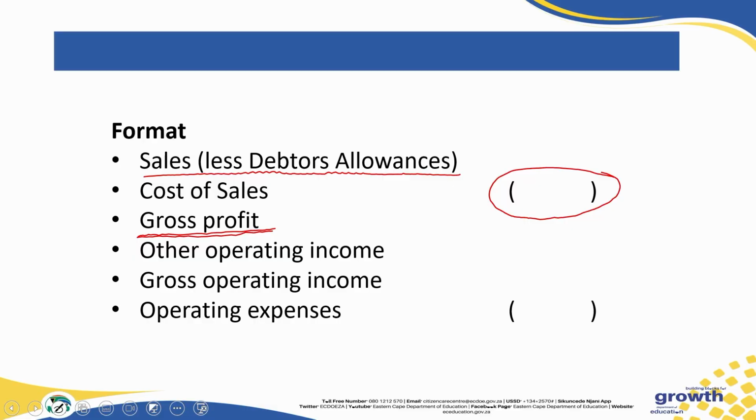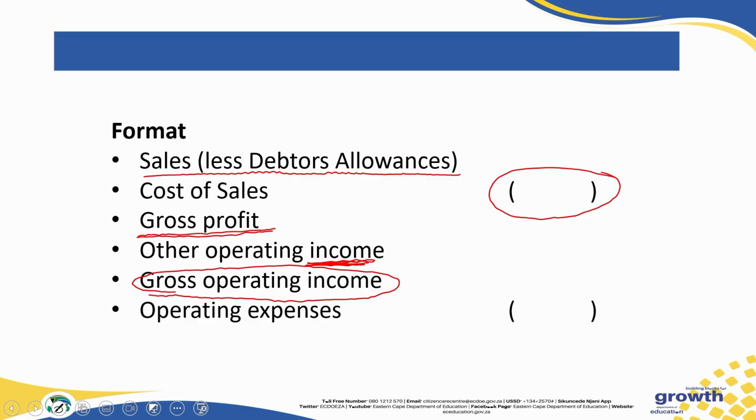After that, we look at our other operating income. Our other operating income looks at our rent income, our bad debts recovered, our commission income, so any other income that the business makes to get more money. Once we've calculated all the other operating income, we then add them together to give us our gross operating income. Our gross operating income is our gross profit plus our other operating income.